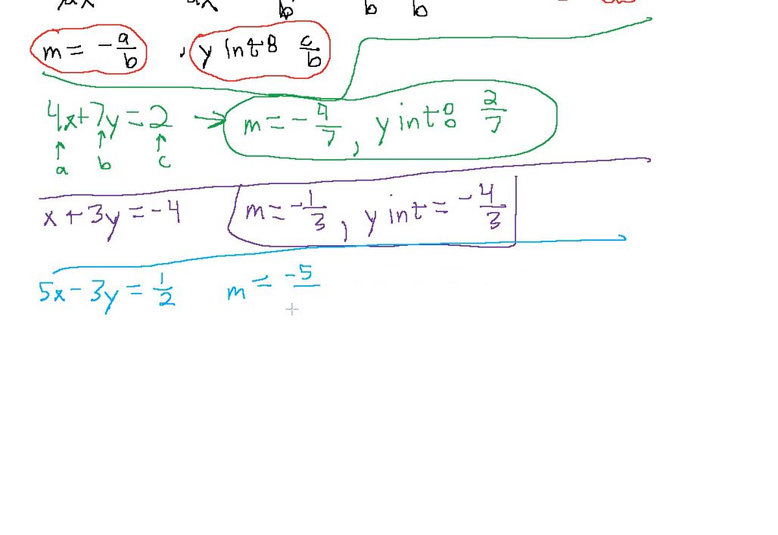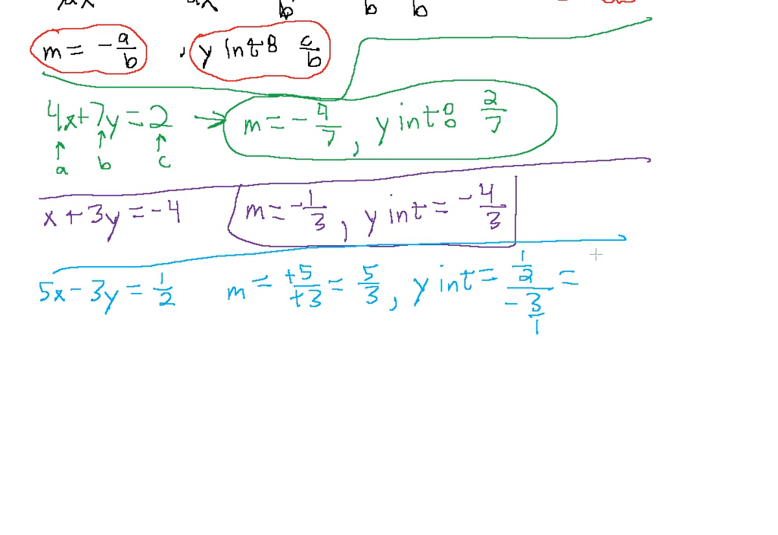It takes on the operator, so -5 over -3. If we cancel the negative signs, our slope is 5 over 3. Okay, let's be careful with our signs. Our y-intercept is going to be c over b, so c is 1/2 divided by b is -3, so we have a -3. And let's go ahead and convert this into a fraction.